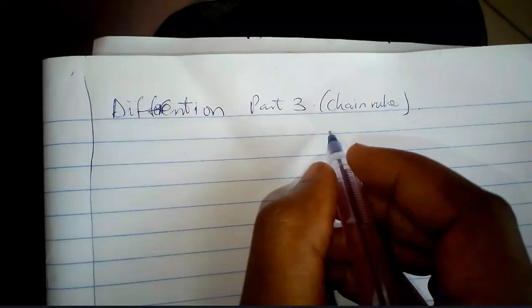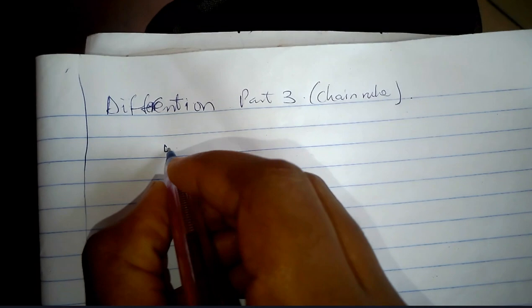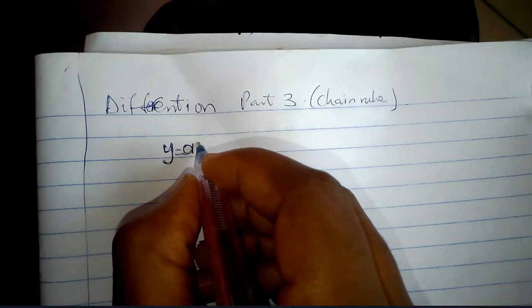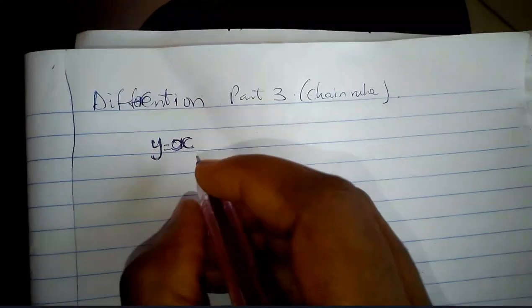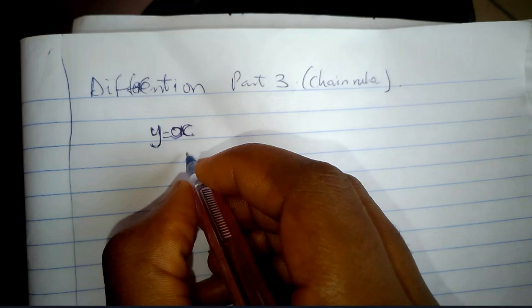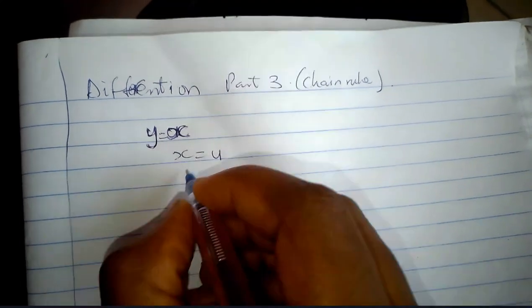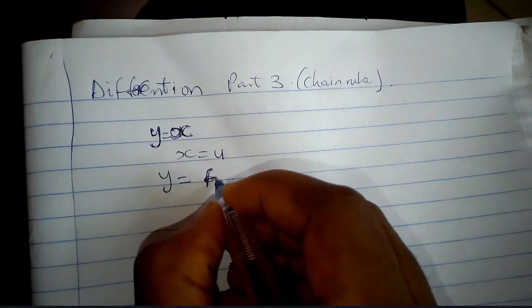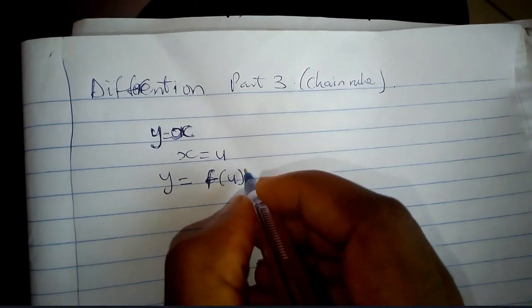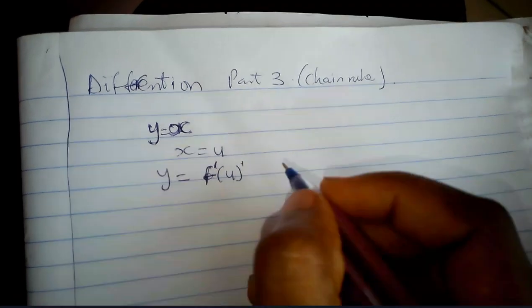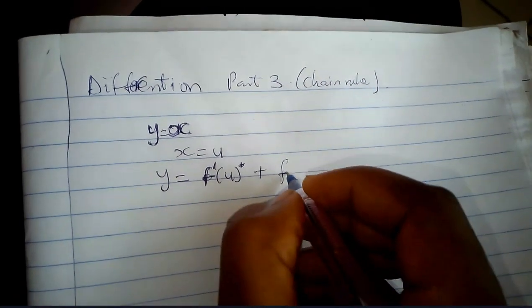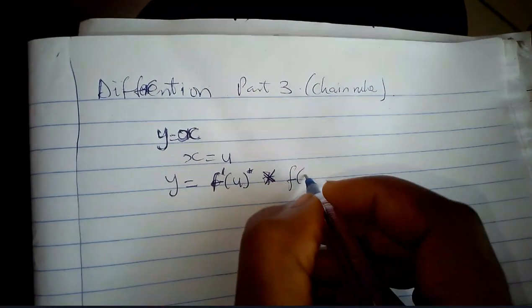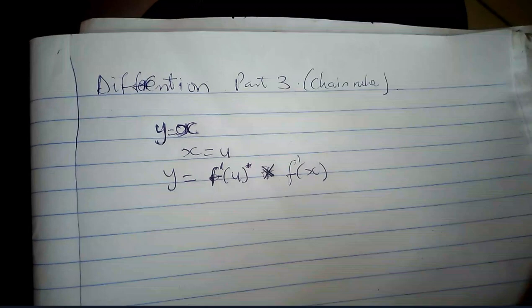So first of all, what is our chain rule? Our chain rule states that if y is a function of u, and u is a function of x, then the derivative of y is equal to the derivative of the function of u times the derivative of the function of x. So what do we mean by that?